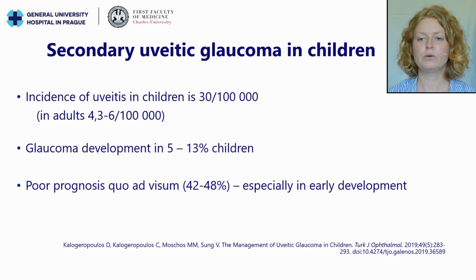In the pediatric population, the incidence of uveitis is approximately 5 times higher than in adults. Secondary glaucoma develops in 5 to 13% of children with uveitis. It is a sight-threatening condition with poor prognosis, especially in early development.